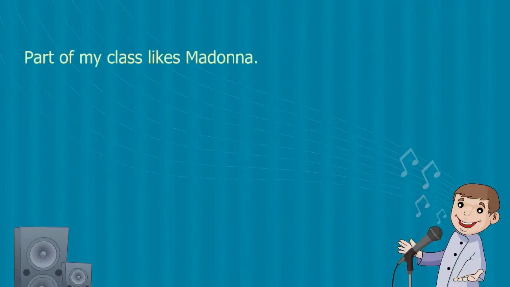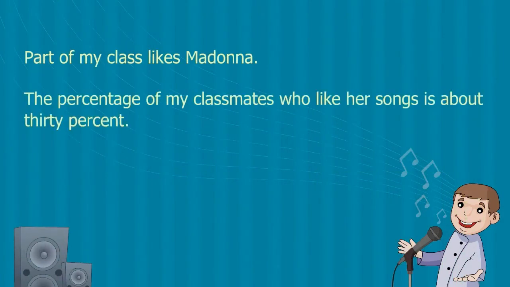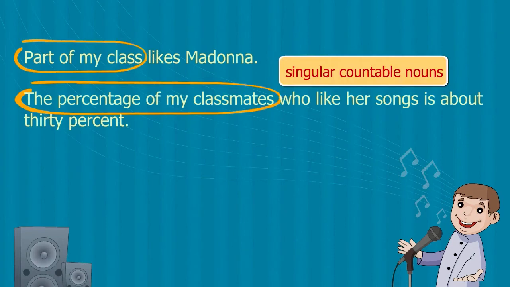In the sentences, part of my class likes Madonna. The percentage of my classmates who like her songs is about 30%. The subjects are used as singular countable nouns. Nouns that are countable and are in singular form are known as singular countable nouns. Therefore, the accompanying verb needs to agree in number, which means it has to be singular. So the singular verbs likes and is are used here.